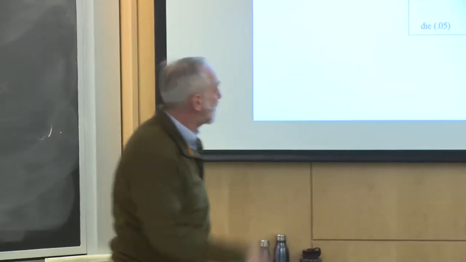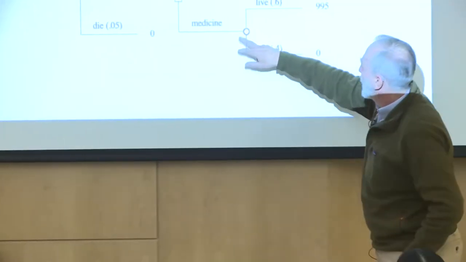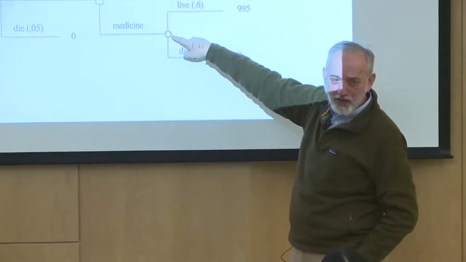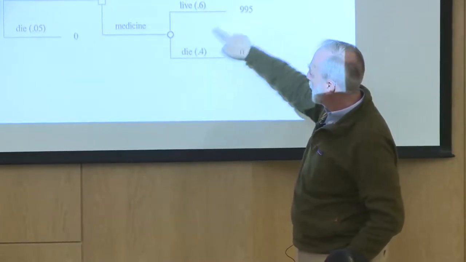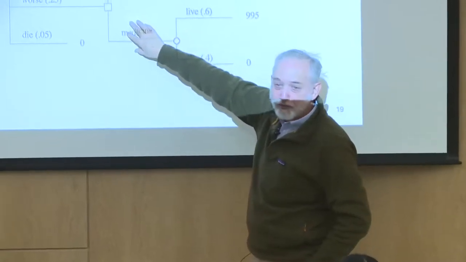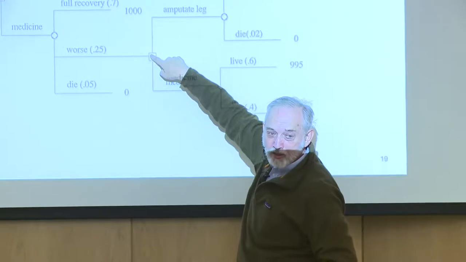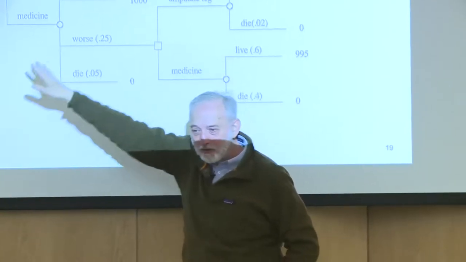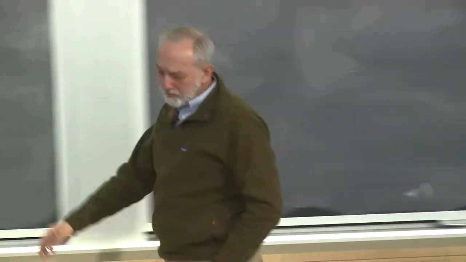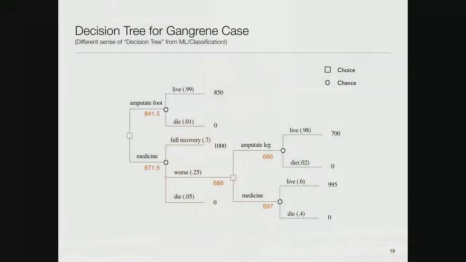So how do you solve a problem like this? Well, you say, okay, at every chance node, I can calculate the expected value of what happens here. So here it's 0.6 times 995, 0.4 times 0. That gets me a value for this decision. Do the same thing here. I compare the values here and choose the best one. That gives me a value for this decision. And so I fold back this decision tree. And my next slide should have, so these are the numbers that you get. And what you discover is that the utility of trying medical treatment is somewhat higher than the utility of immediately amputating the foot, if you believe these numbers and those utilities, these probabilities and those utilities.